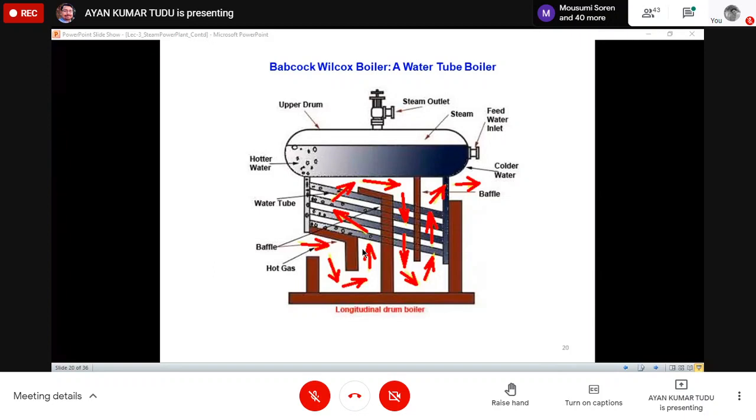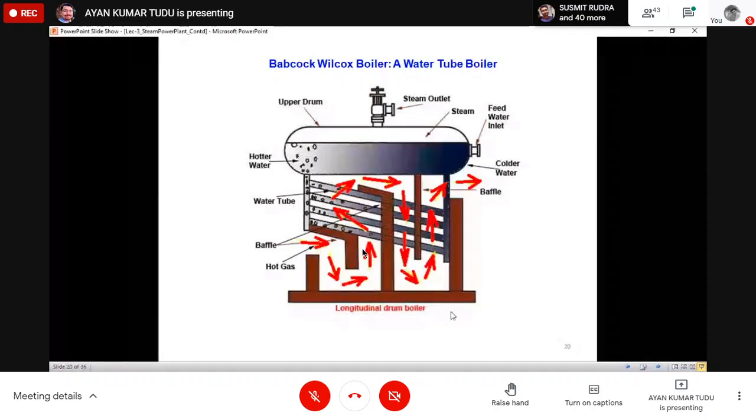The feature of this boiler is that its evaporative capacity is very high compared with other boilers. As you can see from the figure, the defective tubes can be very easily replaced.